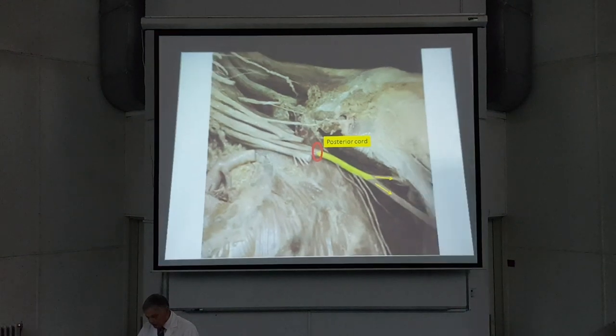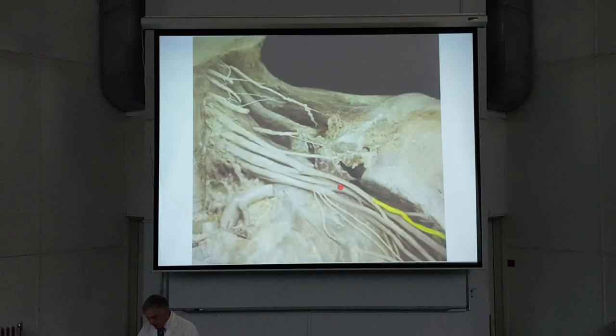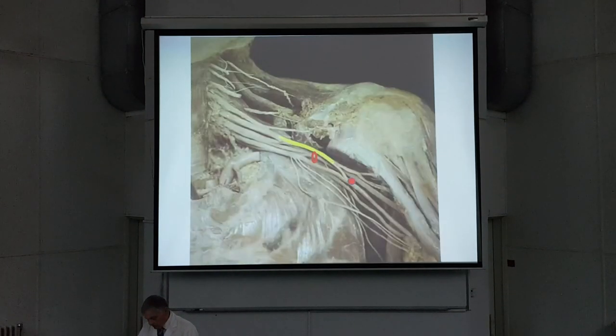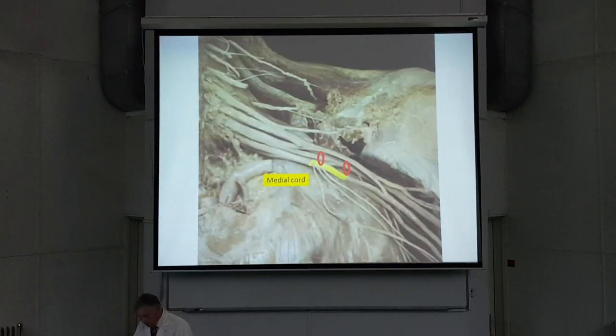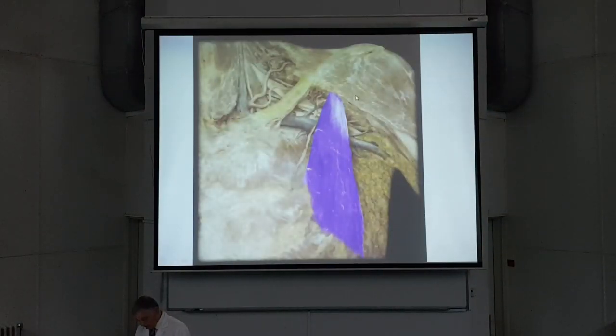This is the posterior cord, and this is the formation of the posterior cord. This is the lateral cord, which is going to divide into two branches. This is the medial cord, which is going also to divide into two branches. These branches are in the axilla, and they are the origin of the terminal branches, which we will be talking about in the next lecture. Cords are under cover of pectoralis minor.